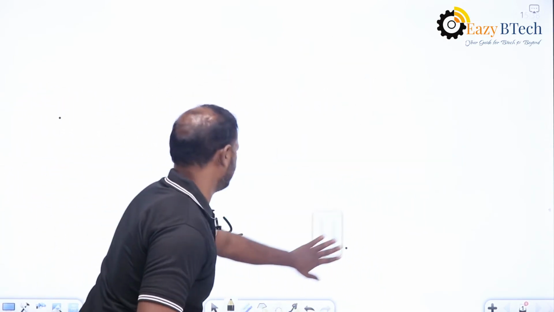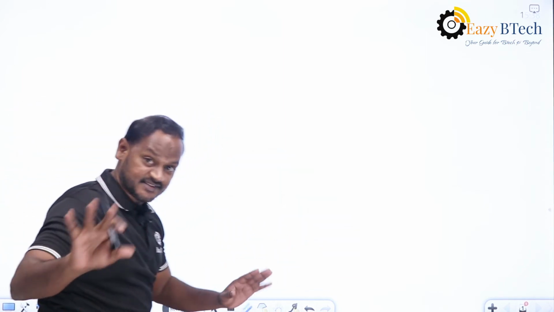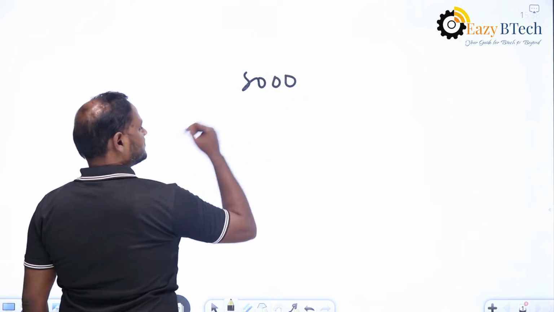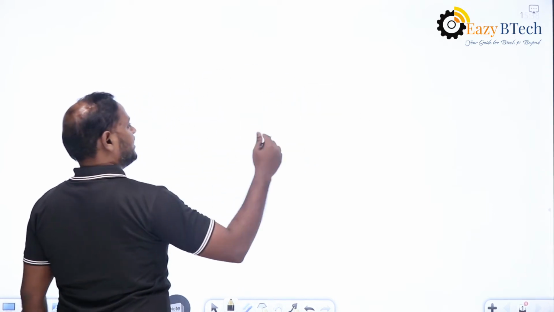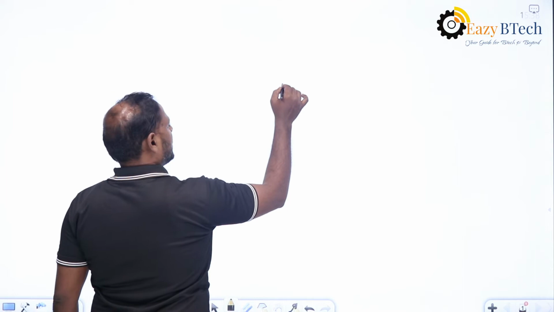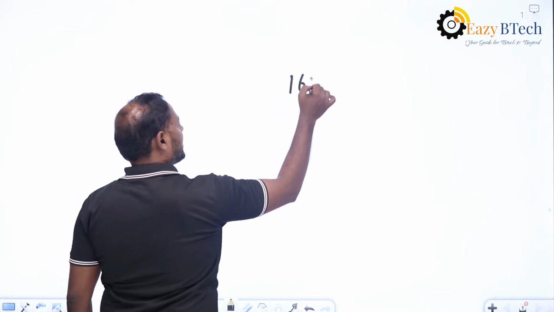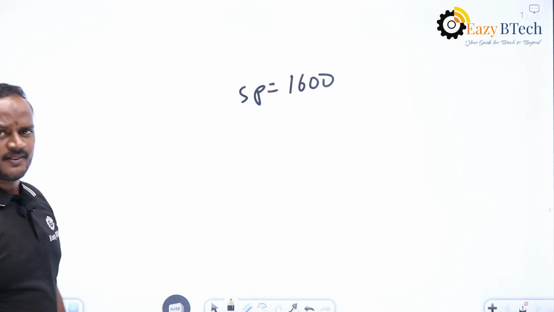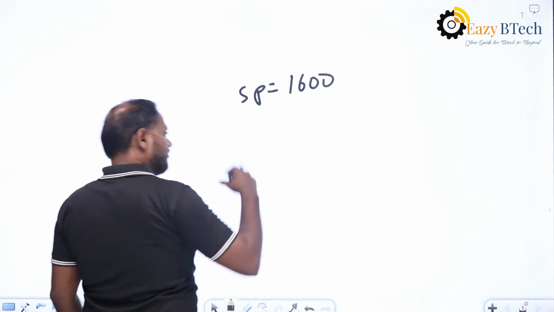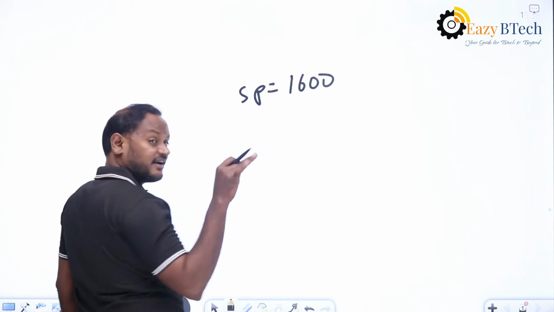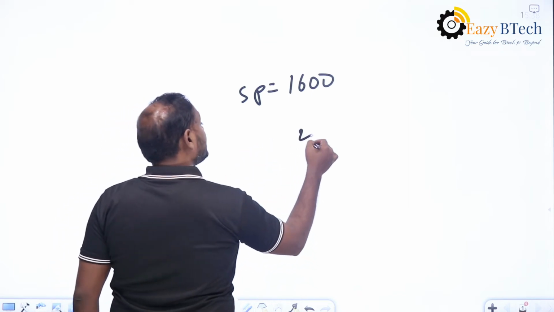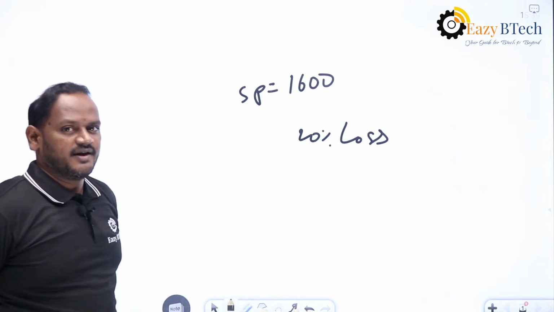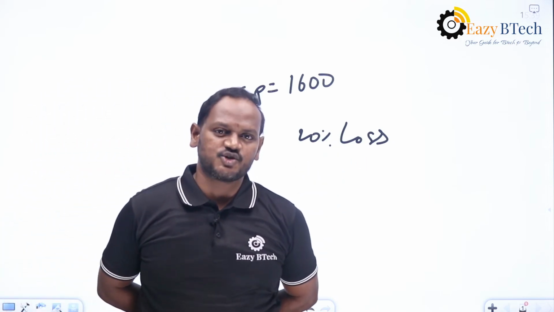Say model number 2 only. He has given selling prices. A man sold an article for, let's take, 1600 rupees. While selling it, very interesting, he got 20% loss. Wow. A little bit shocking situation will be there for sure.